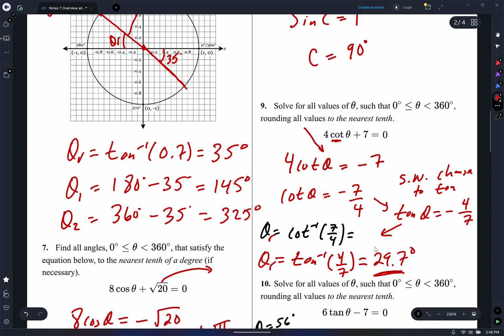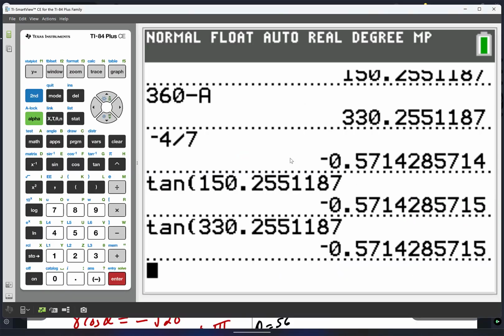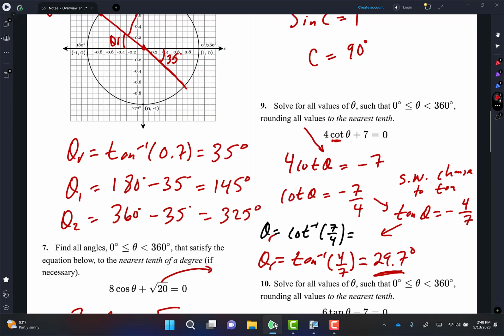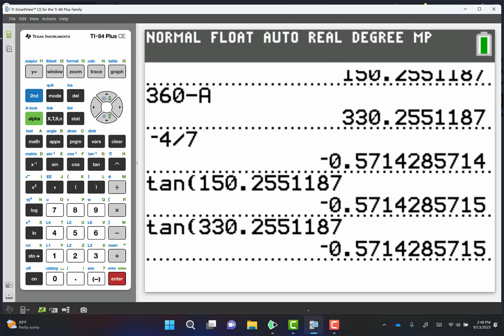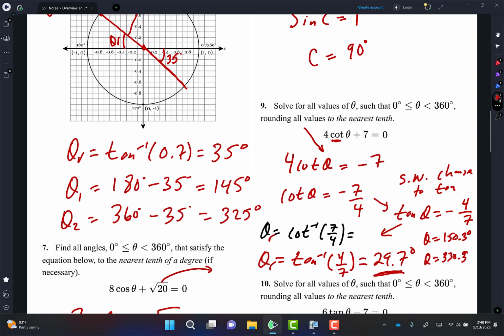Okay. All right, now you can write stuff down. So what do we say our angles are? 150 point what? 150.3 and 330.3. So theta equals 150.3 degrees and theta equals 330 point, was it 330? Short-term memory, I already forgot. Yeah, it is 330.3. We're rounding it, not truncating.